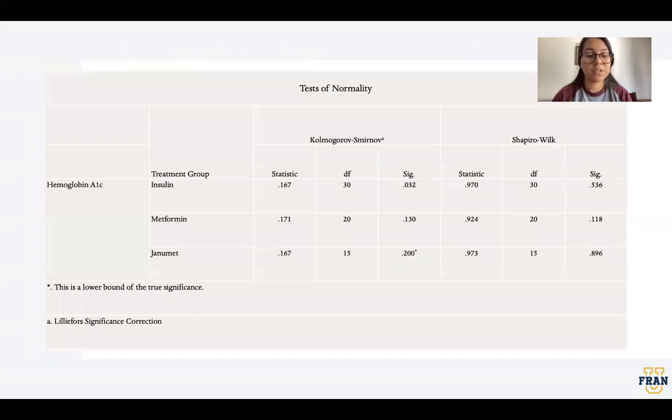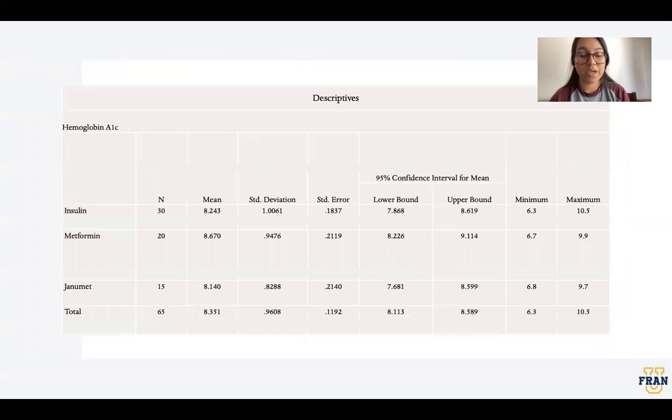The Shapiro-Wilks test revealed for insulin, a p-value of 0.536. For metformin, it was 0.118 and 0.896 for Janumet. This was conducted at a 0.01 alpha and showed normal distribution.